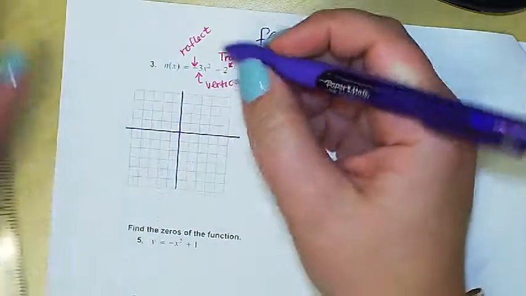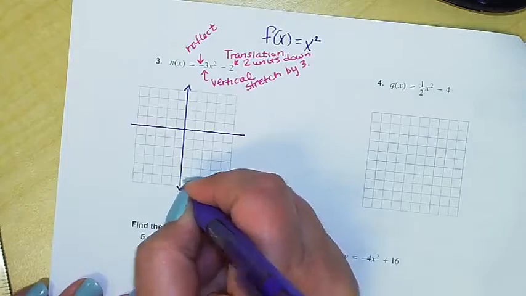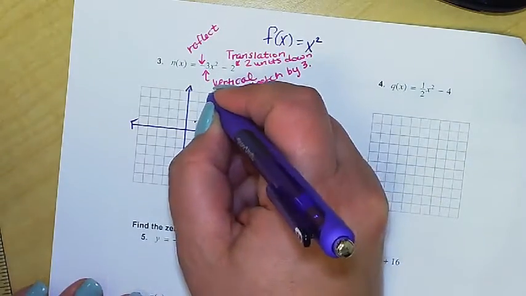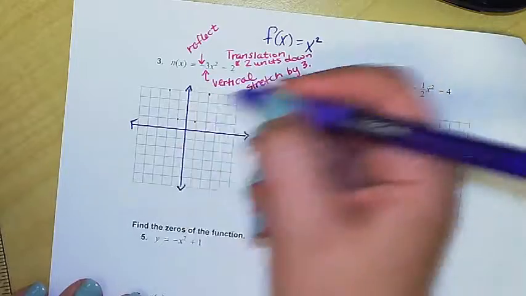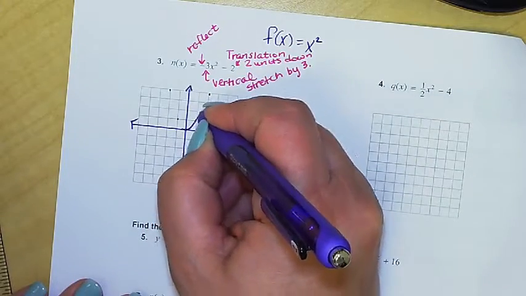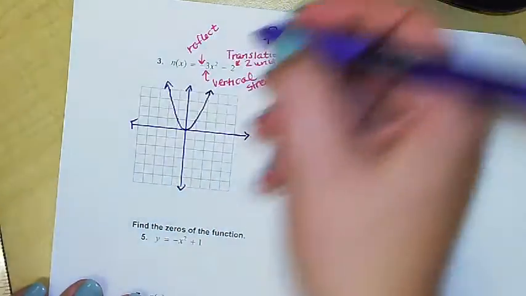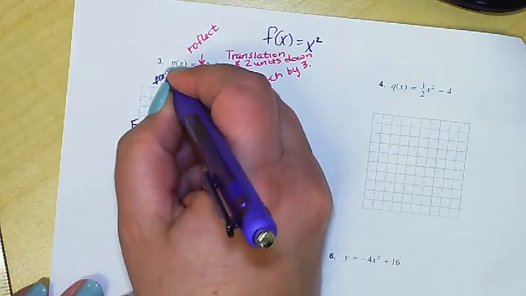So it might look something like this. Again, when we start off with the parent function, that's at 1 and then at 4. So there's my curve. So that's f of x.